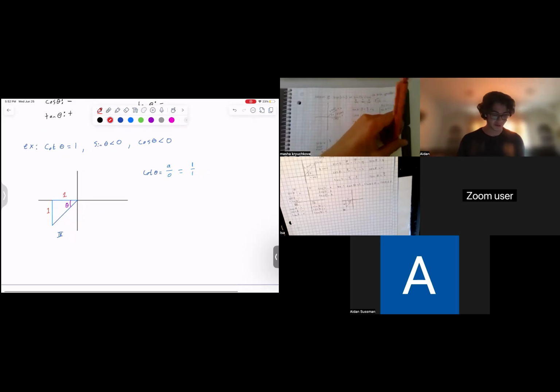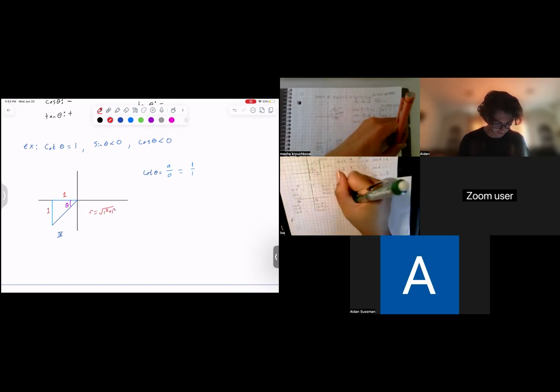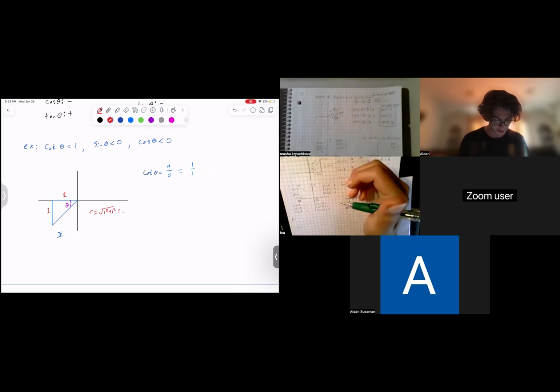And then I can ask you to find our hypotenuse r. If you do that, that's just the square root of 1 squared plus 1 squared. I'll write it all out. R is equal to the square root of 1 squared plus 1 squared, which is both of those just 1. So that's the square root of 2.